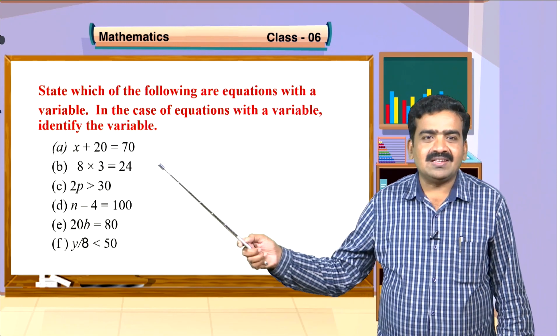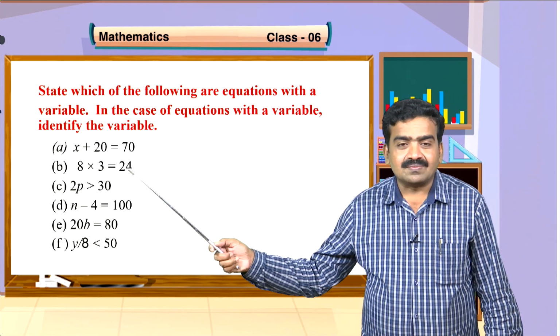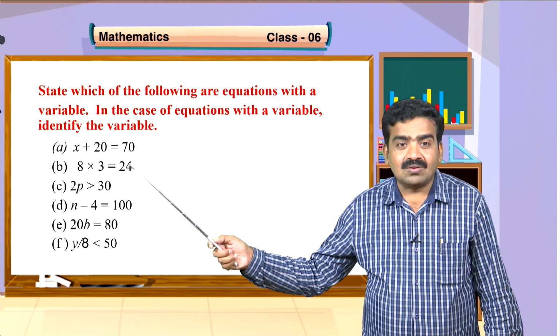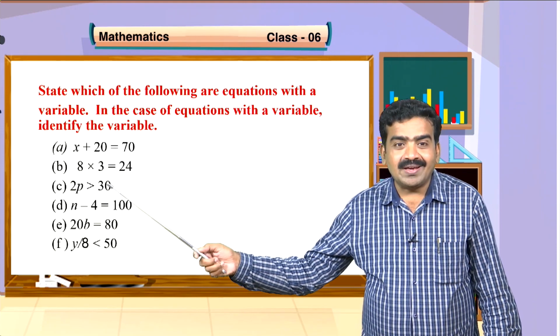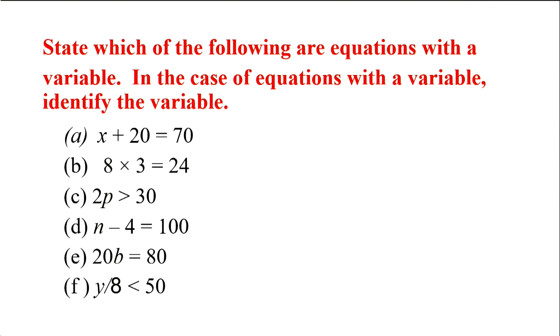The questions are like this. x plus 20 is equal to 70. 8 into 3 is equal to 24. 2p greater than 30. n minus 4 is equal to 100. 20b is equal to 80. y by 8 less than 50. Among these, we have to identify the equations and also the variable which is used in each equation. So, let us find one by one.